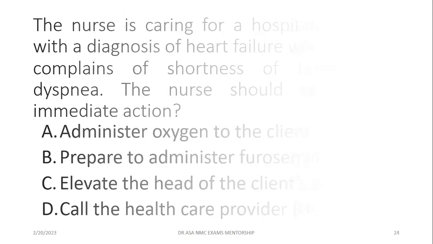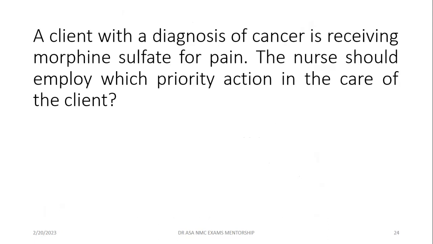So when you know the rules, you don't really care how the examiner wants to ask the question. I hope you got that one correct. Let's see the next question. A client with a diagnosis of cancer is receiving morphine sulfate for pain. Remember, morphine sulfate for pain. The nurse should employ which priority action?